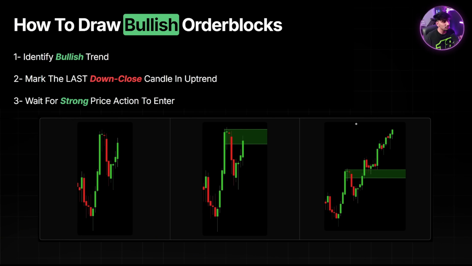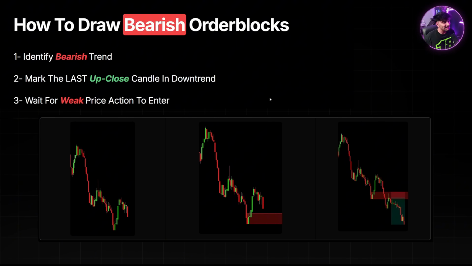So this is how to draw bullish order blocks, but to draw bearish order blocks, it is the exact opposite. So number one, we identify a bearish trend. In this example here, we have a low right here and we have a high right here. As we can see, we created a brand new low and we created a brand new lower high. So this high was obviously much lower than the previous high, and then this low was much lower than the previous low. Therefore, this is a clear indication that this stock is indeed moving to the downside.